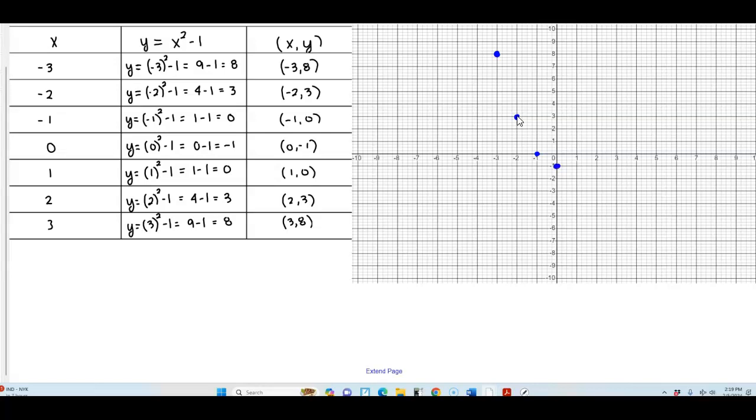Okay, then the next one is 1, 0, so that means we're going to move to the right 1 unit, and we're not going to go up or down. The next one is over 2 and then up 3, so we're going to go to the right 2 and then up 3 units. And the last one is we're going to go over 3 and then up 8. And so now let's go ahead and trace that graph.